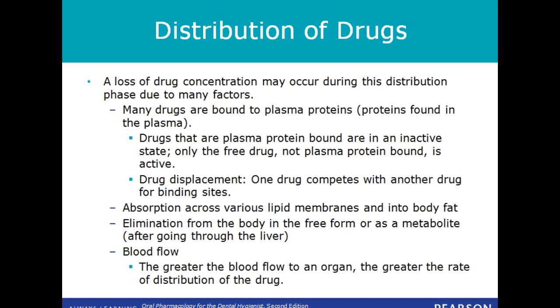A loss of drug concentration may occur during this distribution phase due to many factors. Drugs in the circulation may become bound to plasma proteins. These plasma proteins are called albumin. Bound drugs cannot pass through tissue barriers. Only the free drug can pass through. Some drugs may also be absorbed into body fat and remain inactive for an undetermined amount of time until they move out of the fat back into the blood circulation. Drugs can also be prematurely eliminated through the first pass effect. Remember that the greater the blood flow to an organ, the greater the rate of distribution of that drug.